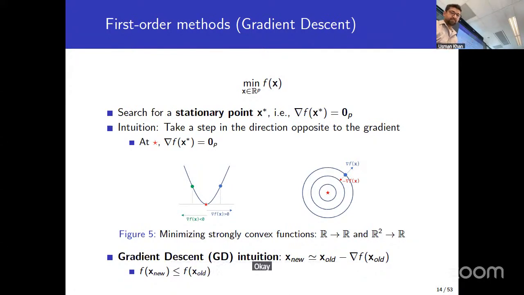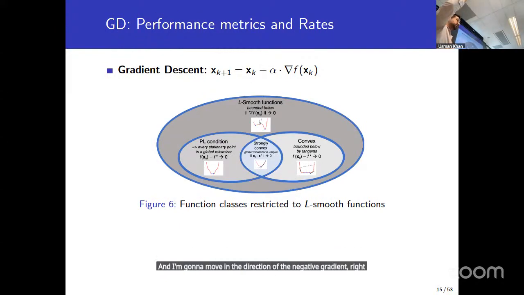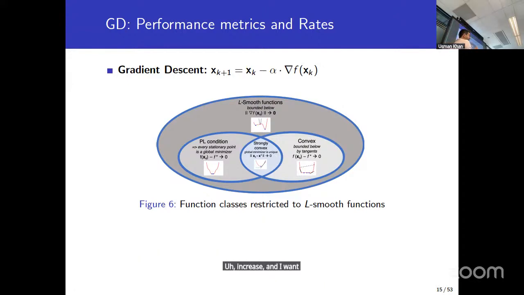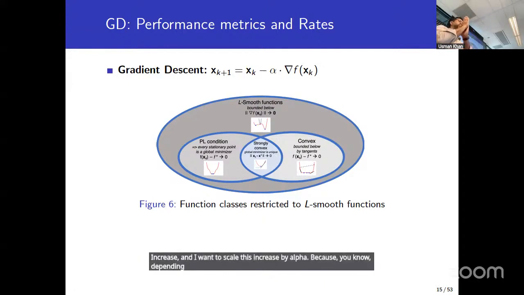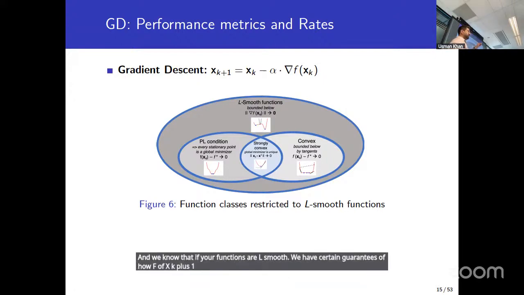Okay, so formally, this is how the algorithm looks. xk is my x old, and I'm going to move in the direction of the negative gradient, away from the steepest increase. I want to scale this by alpha, because depending on how fast the function increases, you want to take a smaller step. And then what you get as a result is your x new. And we know that if your functions are L-smooth, we have certain guarantees of how f of xk plus 1 relates to f of xk.